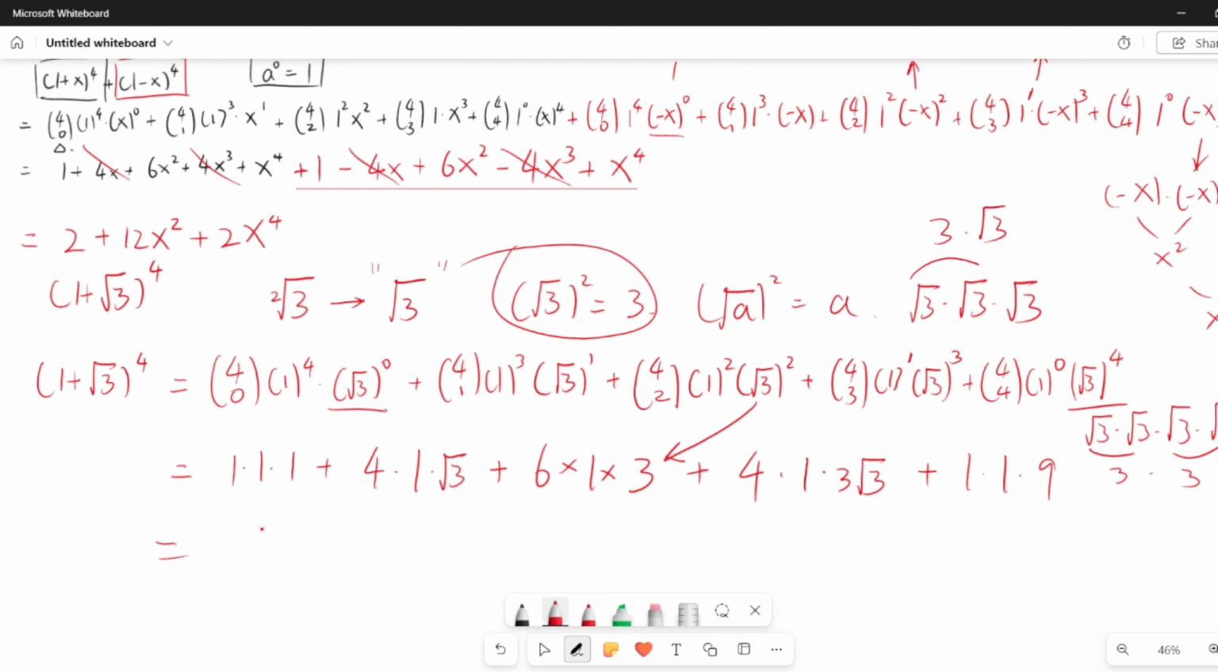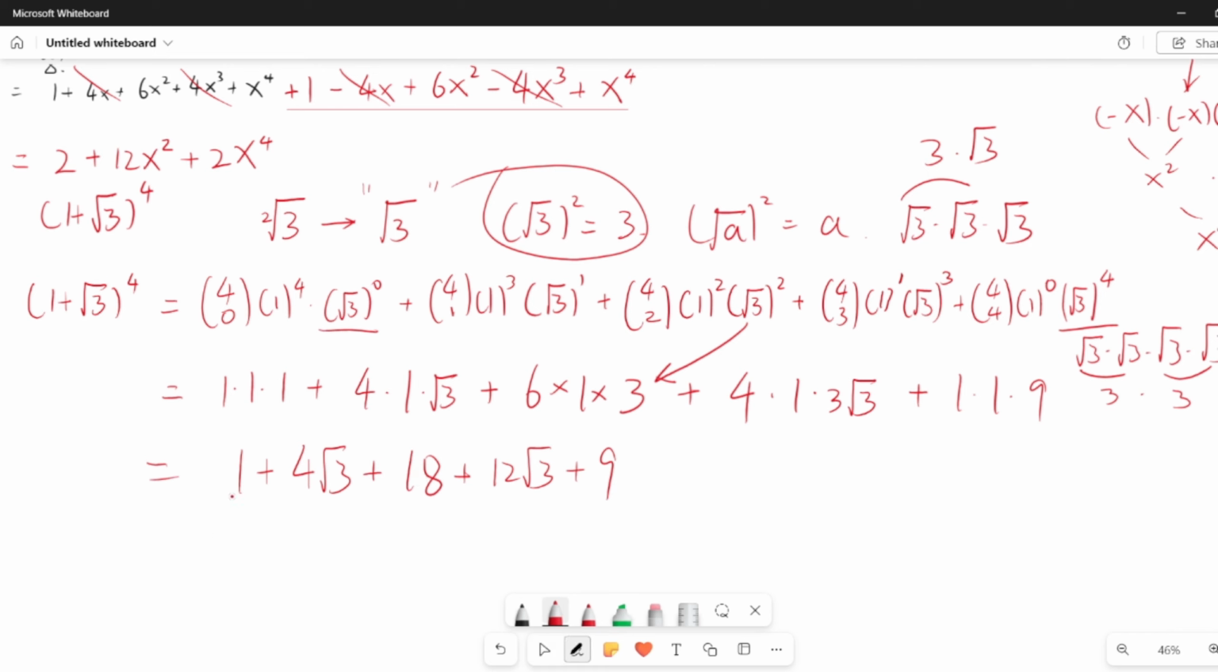Now, and then you just do the final step of the calculation. So that would be 4 plus root 3 plus 18 plus 12 root 3 plus 9. Right, so this is 28 plus 16 root 3. That's the answer of the second part of the question.